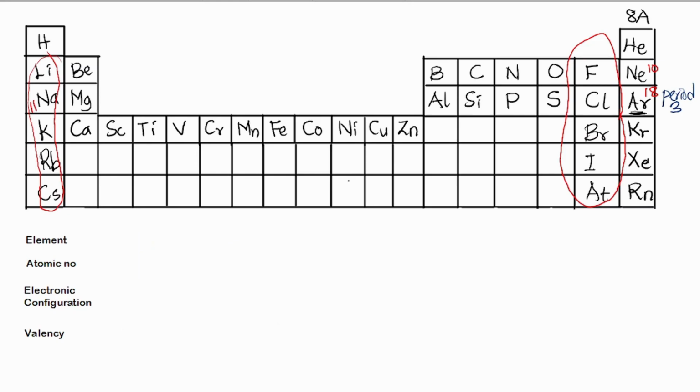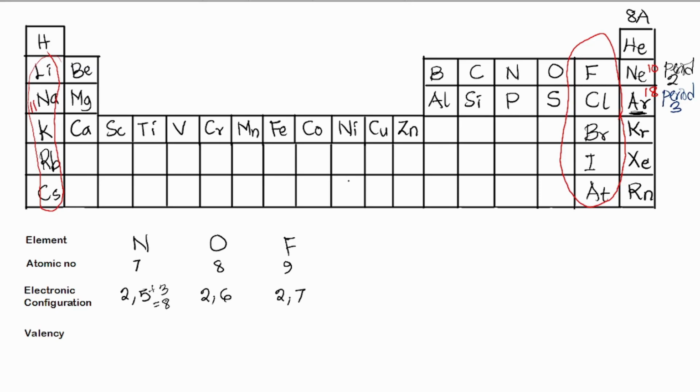For the examples in period 2, we'll take a look at nitrogen, oxygen, and fluorine. Nitrogen has atomic number 7, oxygen has atomic number 8, and fluorine has atomic number 9. The electronic configuration of nitrogen is 2, 5. That of oxygen is 2, 6, while that of fluorine is 2, 7. So nitrogen needs just 3 electrons to become like the noble gas neon, which is atomic number 10. So it needs 3 electrons to get the octet configuration similar to that of neon.